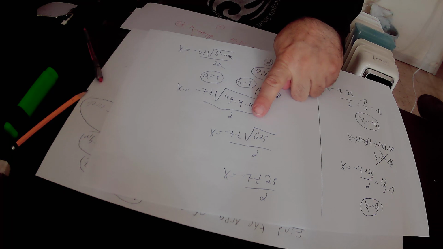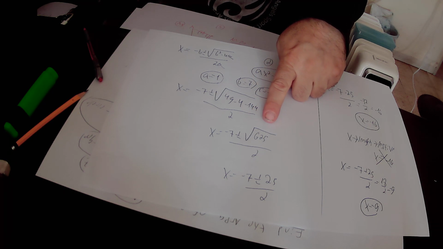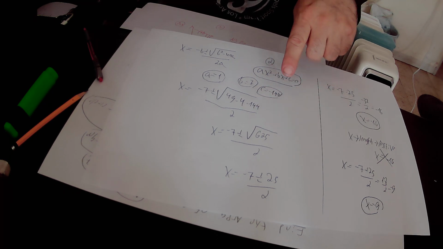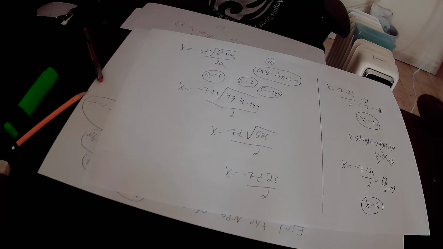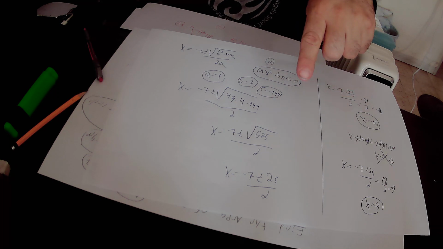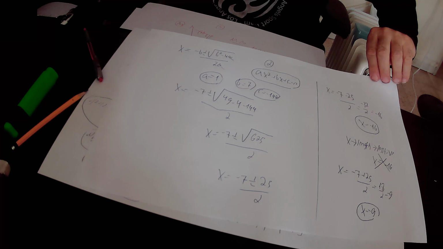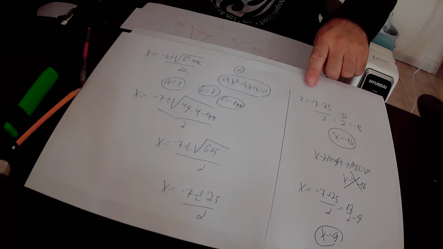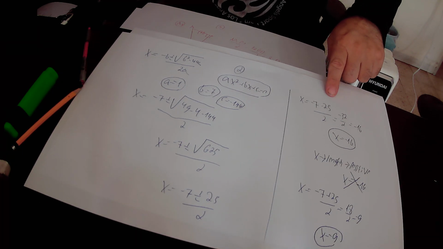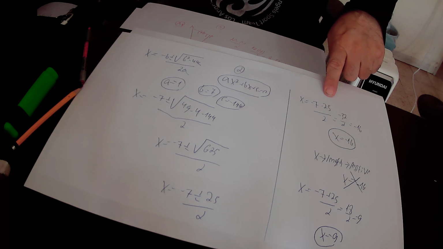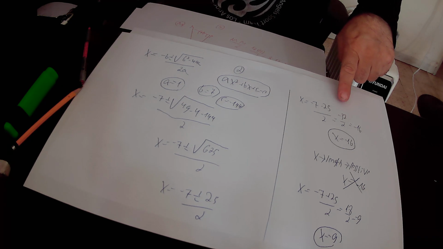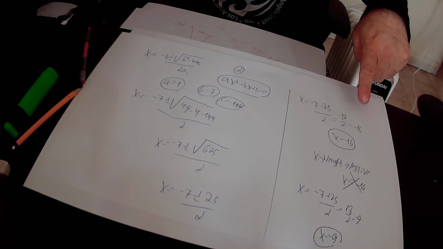So x equals minus 7 plus or minus the square root of 625 over 2. The square root of 625 is 25. So in conclusion, we found that x equals minus 7 plus or minus 25 over 2. Here we have two possible solutions for x. The first solution is x equals minus 7 minus 25 over 2. Minus 7 minus 25 is minus 32, and minus 32 over 2 is minus 16.